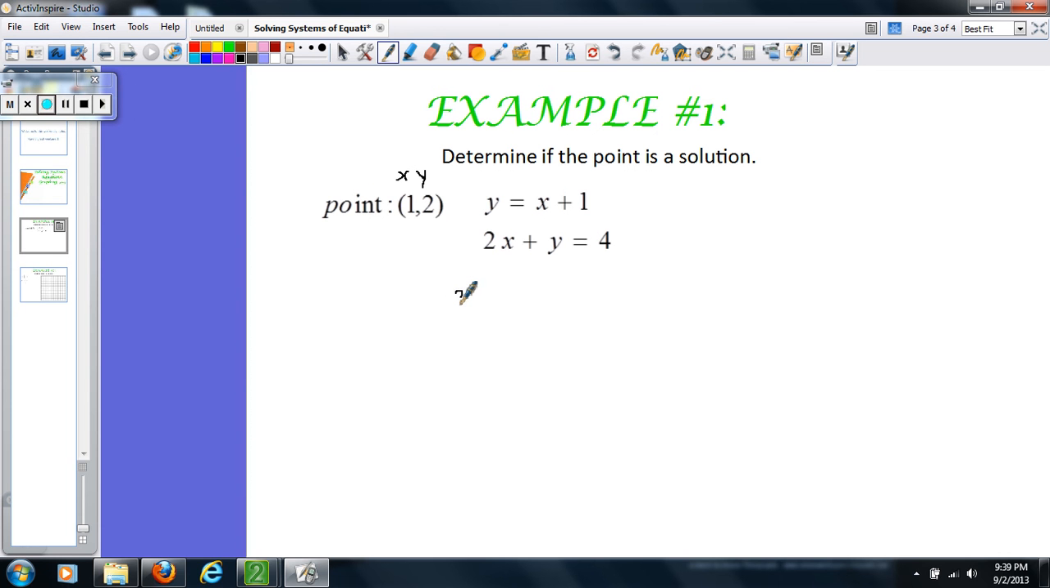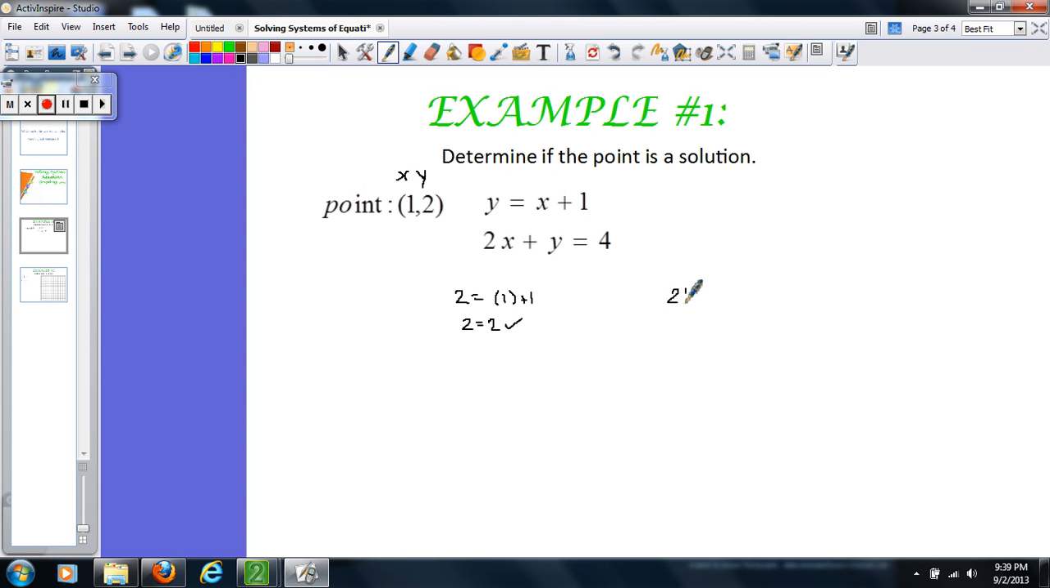So for equation 1, let's go ahead and start with that. We've got y is 2 equals, and x was 1, plus 1. We know that 1 plus 1 is 2, so you get 2 equals 2, and this one checks. So for equation 1, this actually does work. So let's try equation 2.